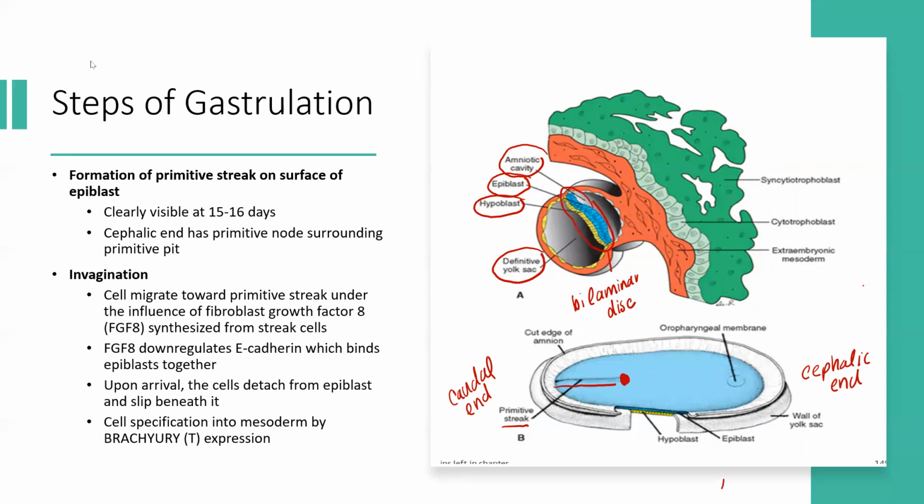The primitive streak then begins synthesizing fibroblast growth factor 8, also known as FGF8. And the purpose of this is that it downregulates the amount of E-cadherins that bind the epiblast together, keeping them in place. This allows the cells to detach from one another and they begin migrating towards the primitive streak.